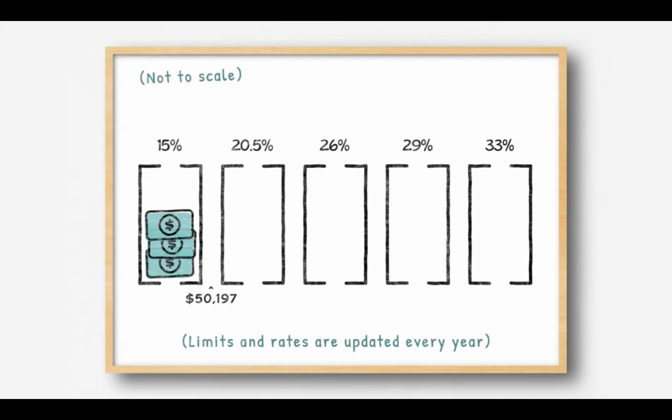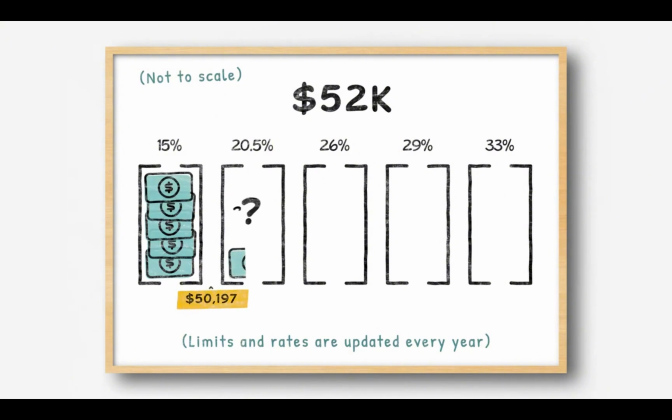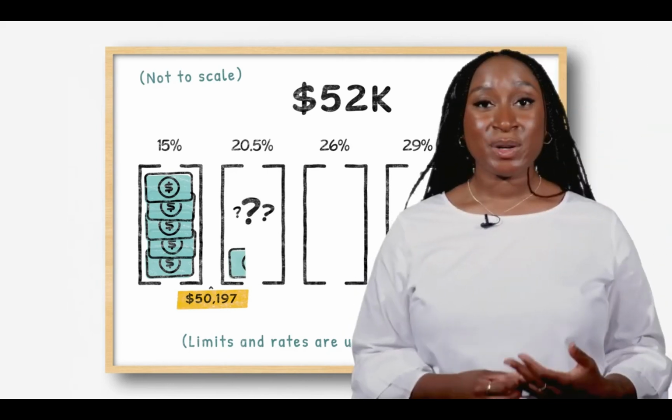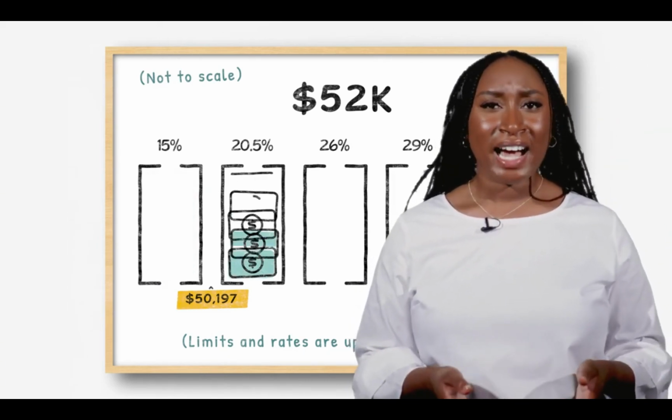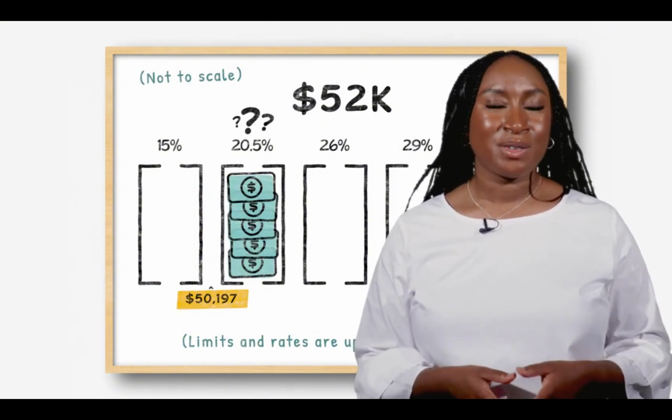Here's what happens when you move up a bracket. Let's say you worked full-time all year and earned $52,000. But wait, your income went above $50,197. So are you in a new tax bracket? Here's where we need to clear things up. A lot of people think that once they move up in rates, all their taxable income falls into this higher rate. Well, we've got good news.